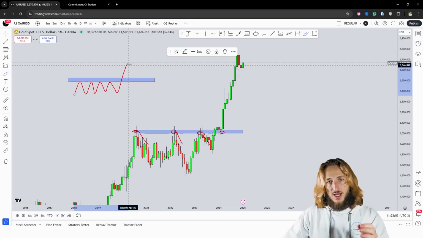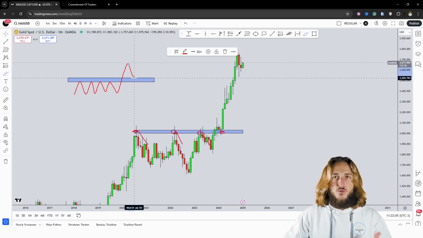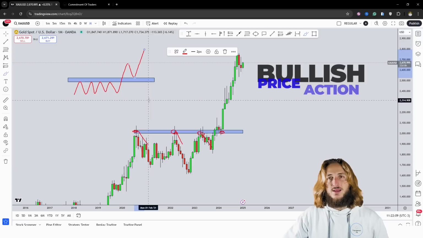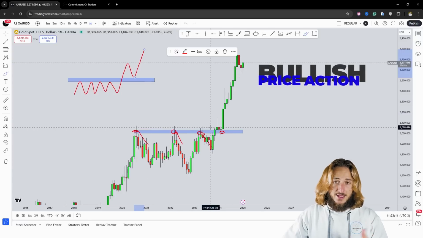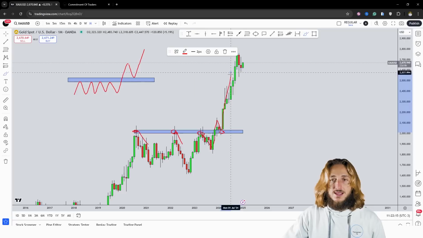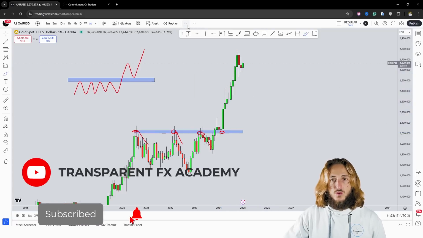So at that point, after the break, you would expect the retest of the previous resistance turned support and then for the market to reject the level to the upside. And that is in fact exactly what happened here. The market broke above the zone, went for the retest, and now we're getting the continuation to the upside.